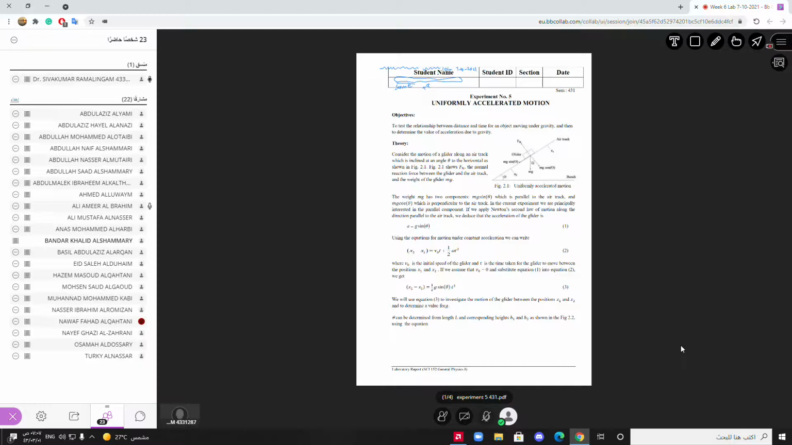Can I take the motion of your car from home to the college as the example for uniformly accelerated motion? Say yes or no. Can I take it as the example for uniformly accelerated motion? Yes or no?